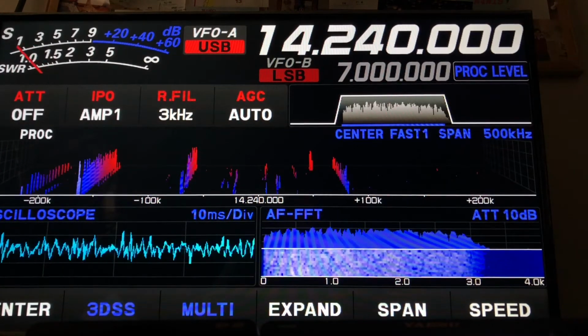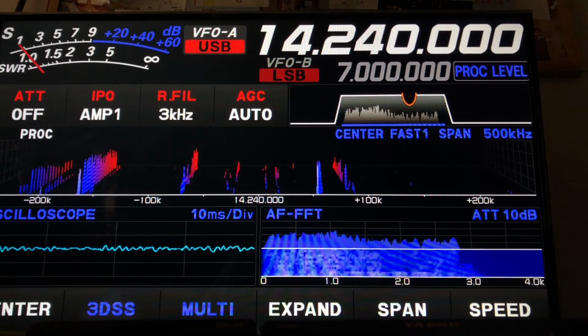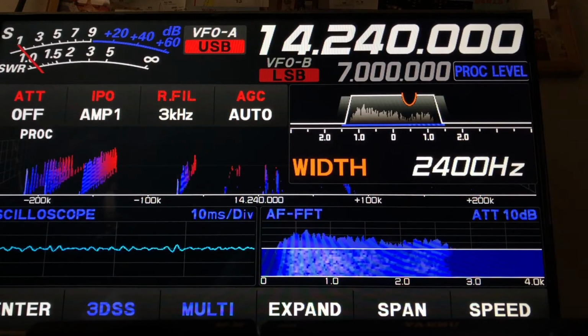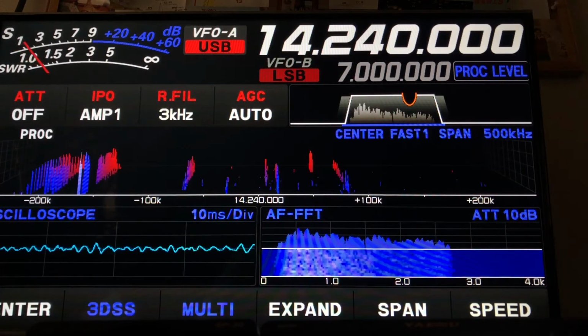And again, there's the weak station again, so I'm going to go back to contour, digital noise reduction, and a 2400 hertz bandwidth.